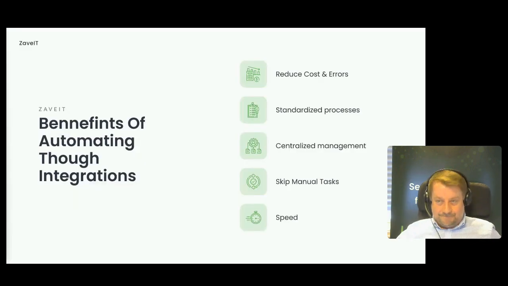Hey guys, so let me just fix my screen here.